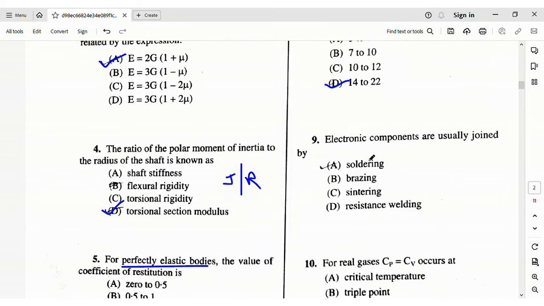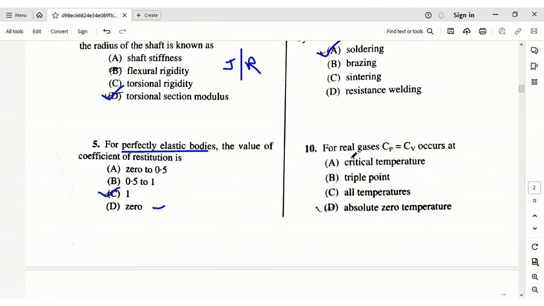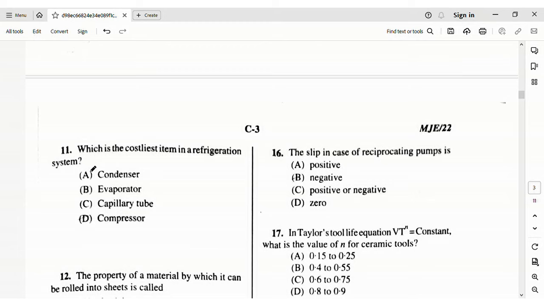Electronic components are usually joined by soldering. For real gases, Cp equals Cv occurs at absolute zero temperature. Question number 11. Which is the costliest item in a refrigeration system? Costliest item will be the compressor.